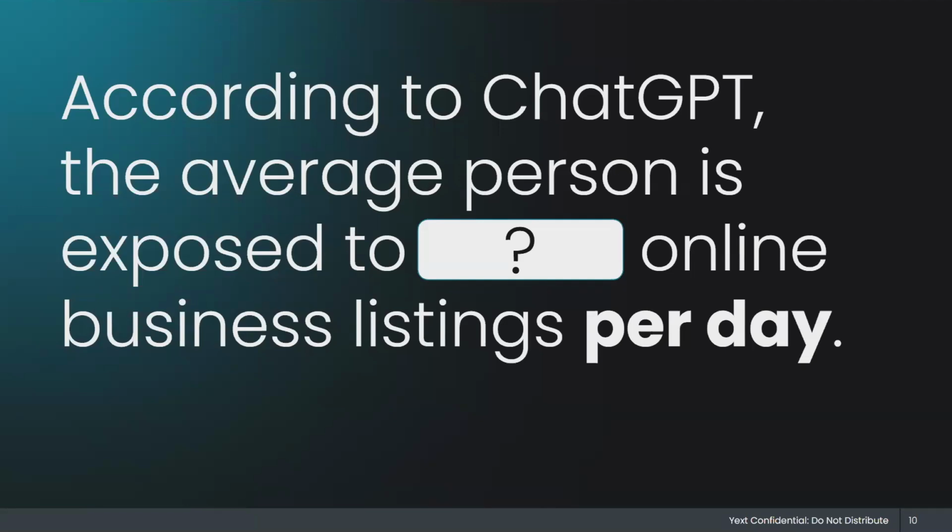So let's have a look. 50% of you, the biggest chunk, said 1 to 9, 25% of you said 10 to 19, and 25% of you said 20 to 50. It's actually 20 to 50 business listings a day on average. It's actually a lot. Listings can be on your smartphone, they can be on the desktop. We're exposed to 20 to 50 listings on average per day.